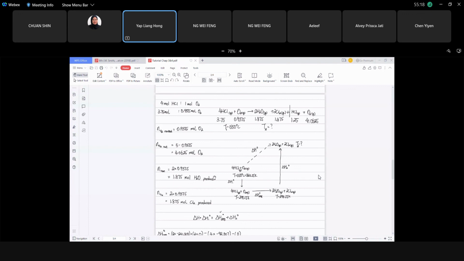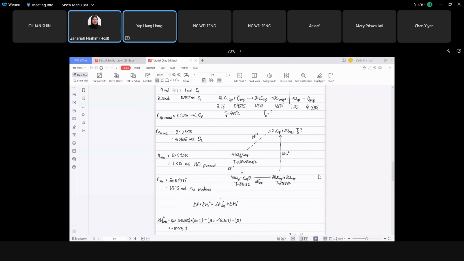Wait, doctor. Equimolar of O2 or air? So where is the question again? Let me check. So the question says the feed stream to the reactor consists of HCl and air in an equimolar mixture. Oh, okay. Then I was wrong. So the air will be equimolar with the HCl, not the oxygen only. But the idea is here.